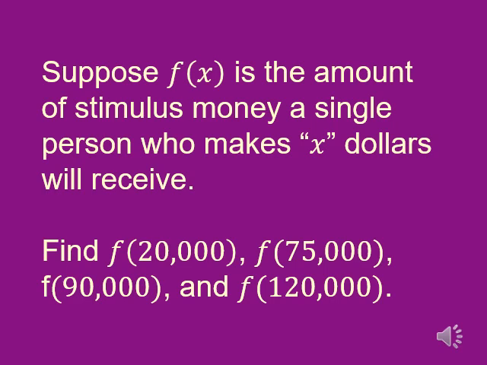Now, I'll show the graph again in just a minute, but the question I want to think about is the amount of money that a single person who makes varying amounts of money could expect to get back from the stimulus. So the questions I'm asking are what's f of 20,000? What's f of 75,000? What's f of 90,000? And what's f of 120,000? All of those are applying to how much money a single filer could get back.